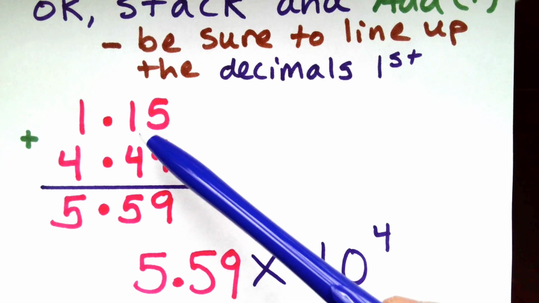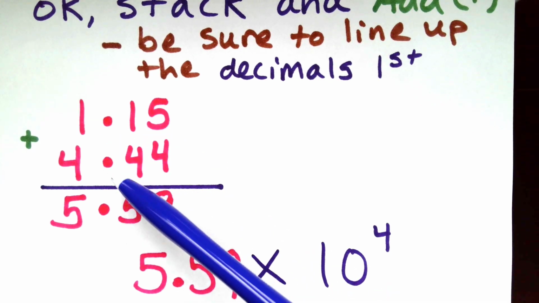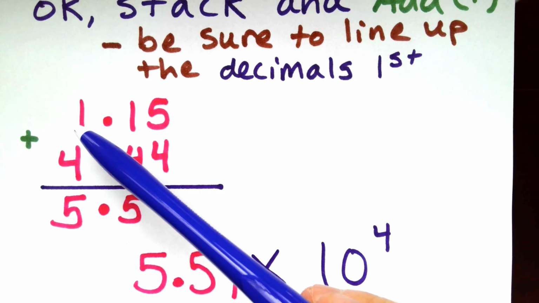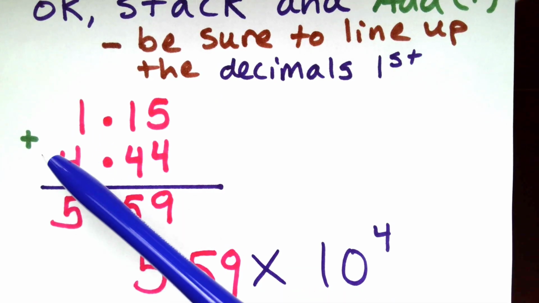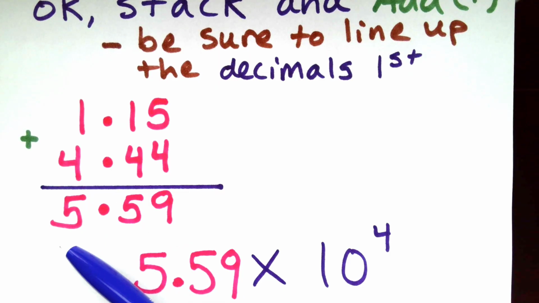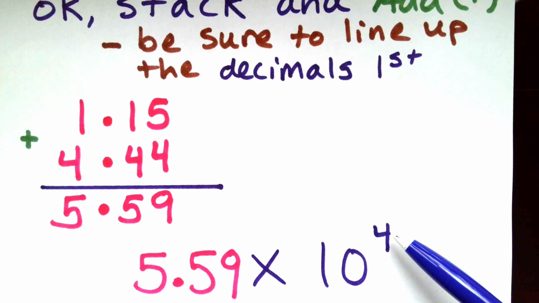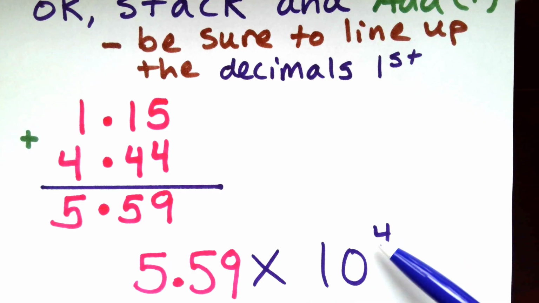5 plus 4 is 9, 1 plus 4 is 5, keeping the decimals aligned in your answer, as well as when you add or subtract. And then 1 plus 4 is 5. So we keep the same times 10 to the same exponential power. In this case, it was times 10 to the 4th power. The new coefficient is 5.59 times 10 to the 4th power.